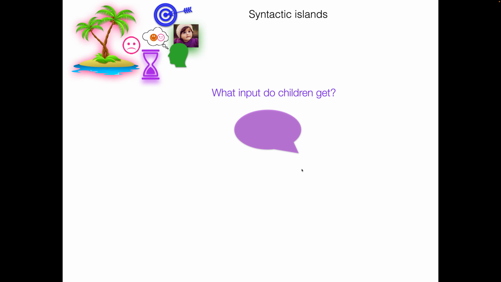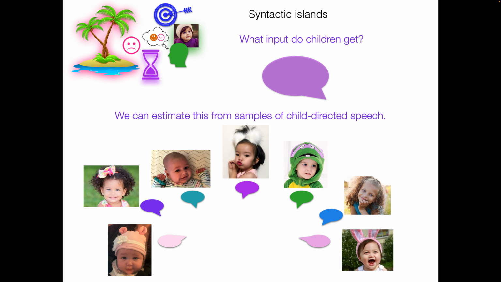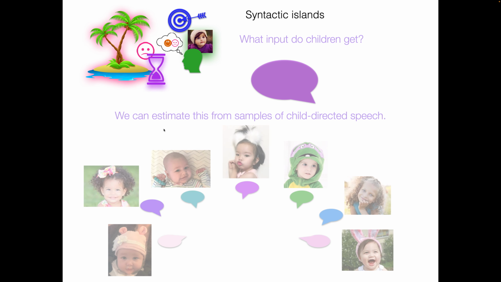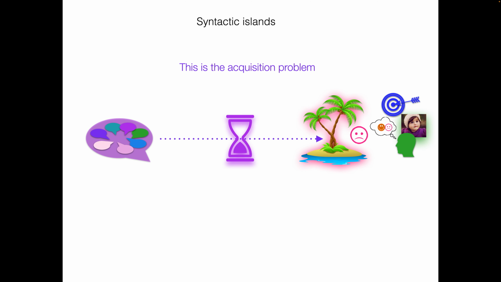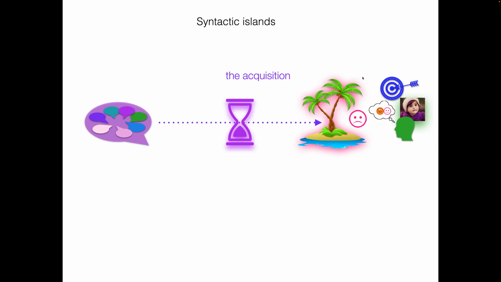And now about that input. What kind of input do children actually get? And we can estimate this from samples of child-directed speech that we have access to. And so this in some sense is the acquisition problem, right? Like you take the input and you get some amount of time to learn from it, and at the end you're hopefully being able to internalize the knowledge that you're supposed to have to generate the behavior that you're supposed to be able to generate.